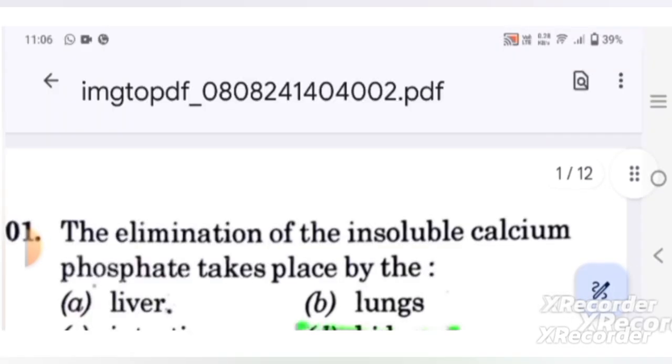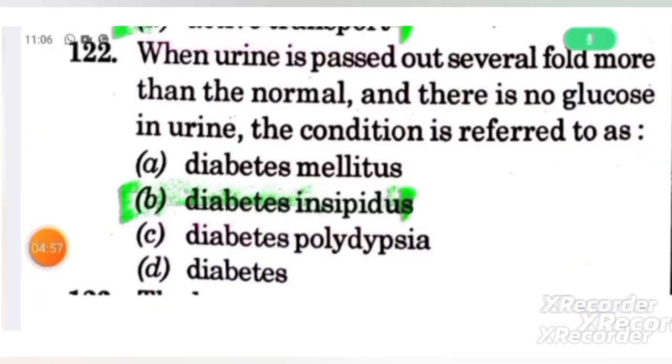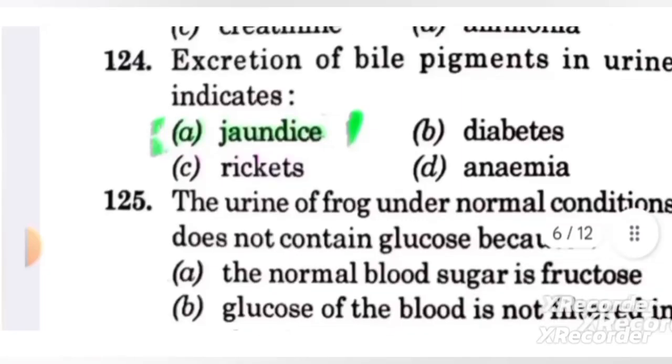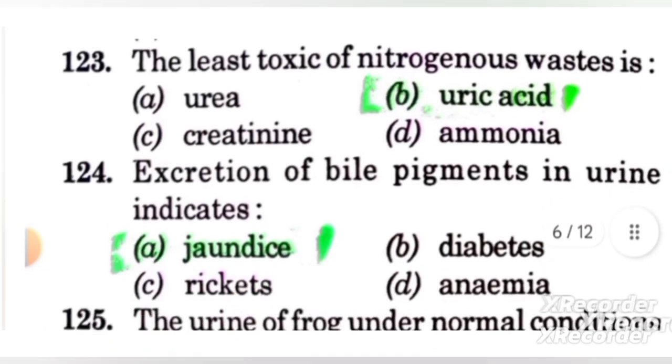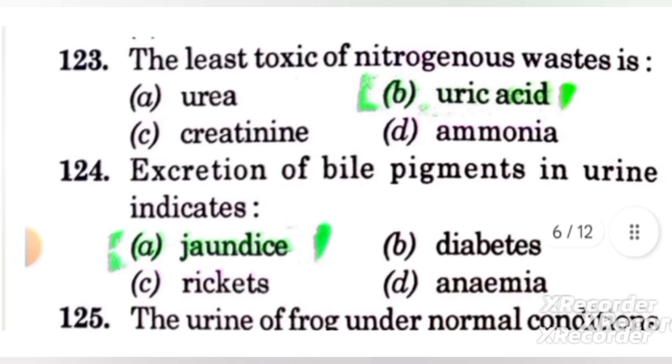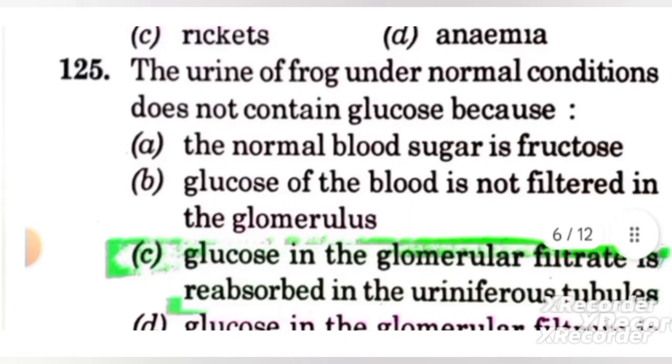Next, 122. When urine is passed out several fold more than the normal and there is no glucose in urine, the condition is referred to as? Answer B, diabetes insipidus. Next, 123. The least toxic of nitrogenous waste is? Answer B, uric acid. Next, 124. Excretion of bile pigments in urine indicates? Answer A, jaundice.